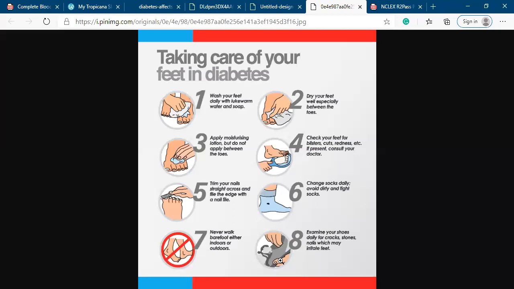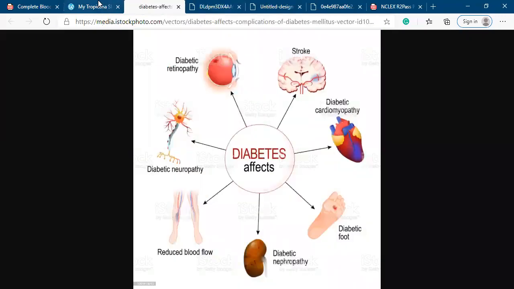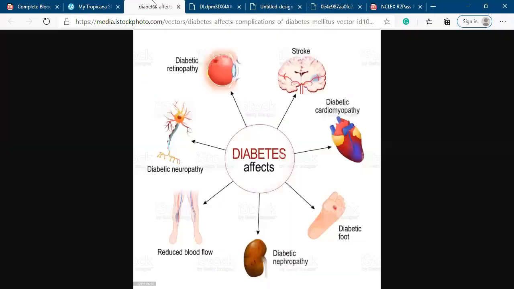Do not apply the heat pad. We will not apply the heat pad or hot water bottle to the feet. So diabetic patient foot care is super important. We must know, right? Now another question comes when we check our patient, okay, and what we have to educate them.